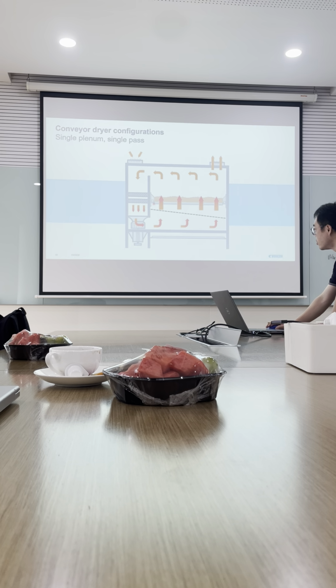Sometimes for this kind of dryer, in order to provide uniform airflow throughout the product, we usually set a plate installed in this position. There are many holes on the plate, and the configurations are different.